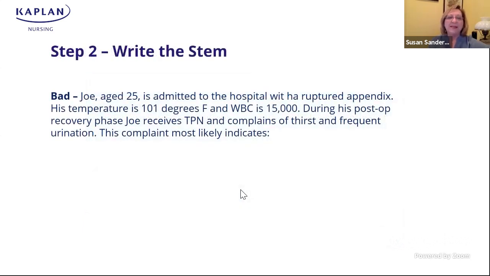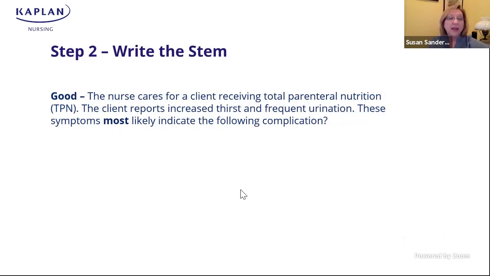And when you write the stem, think about your wording. Now, this is kind of my sample of a bad or a poorly written item. This has way too much information for just a regular item. Now, when we get to writing cases, this is the kind of information that would be included in the case. But to clean up this item, we can go to the next slide, which says the nurse cares for the client receiving TPN. And then you see I've bolded most, and I've asked the question. These symptoms most likely indicate the following complication.